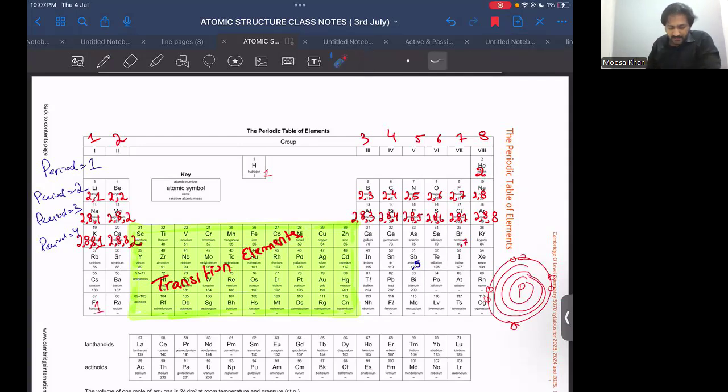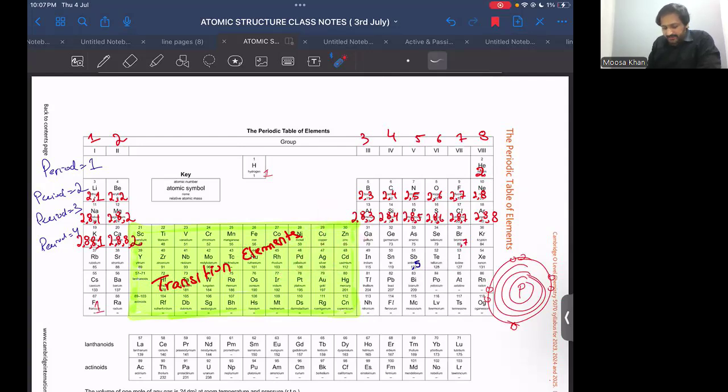For example, if I ask you how many shells are there in a radium atom? Radium is in period 7. That's it. It means it has 7 shells. In the recent papers, he has asked about the number of shells in a silver atom. And almost all the students gave an incorrect answer, because that was a new sort of question.